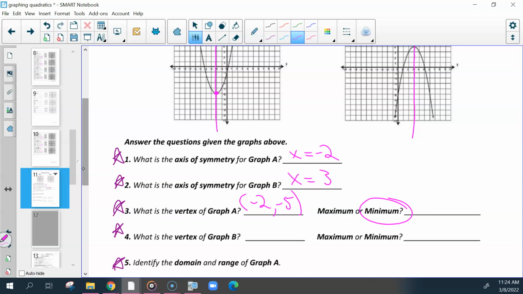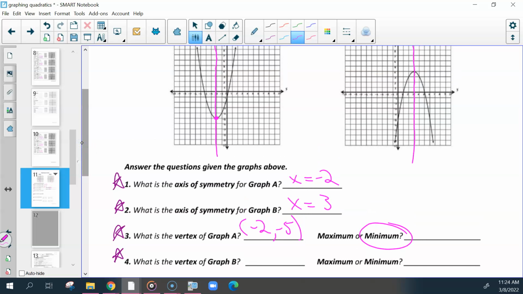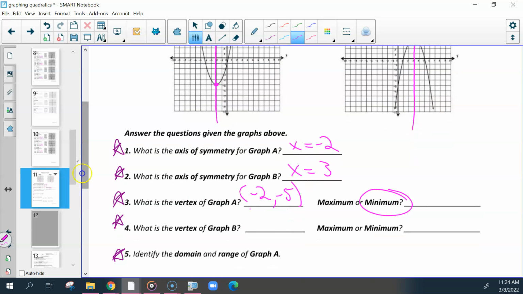For number 4, what is the vertex of graph B? Three, 4. That point right there. Would this be a maximum or a minimum? Maximum.